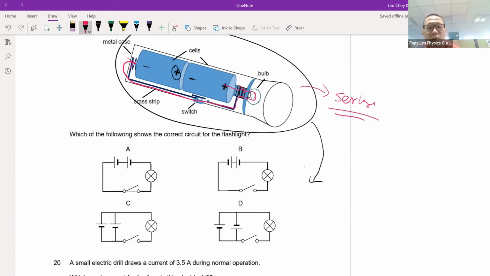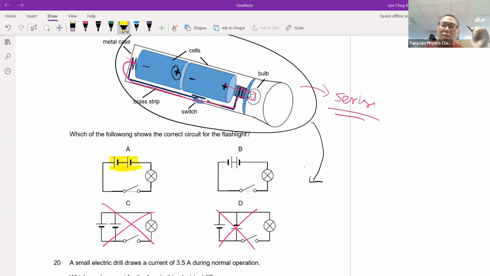So automatically, straight away, I will know option D is out, option C is out already, because options D and C involve parallel arrangements. So you are only left with options A and B. And because I know the cells are arranged plus to minus, plus to minus in a series arrangement, my answer will be option A.